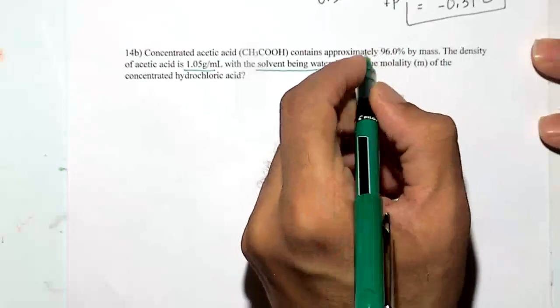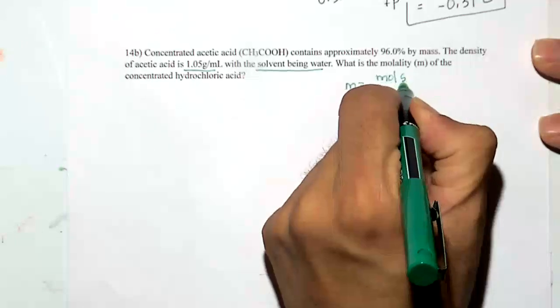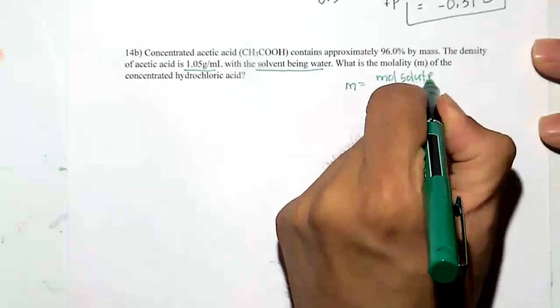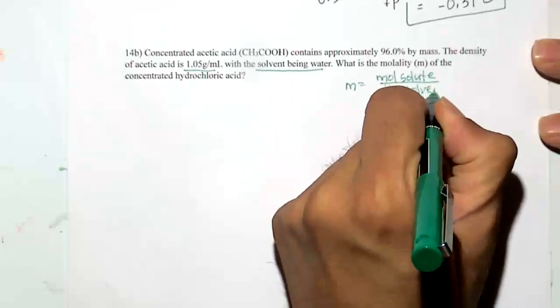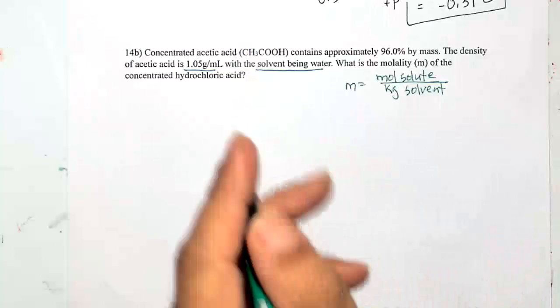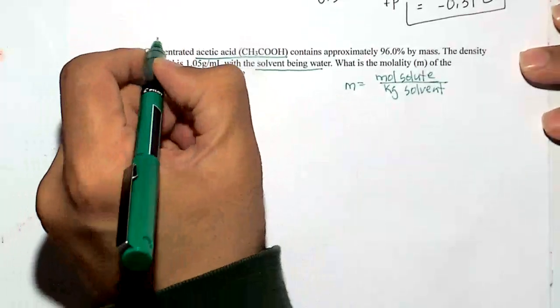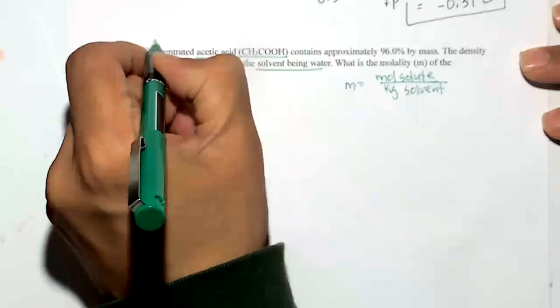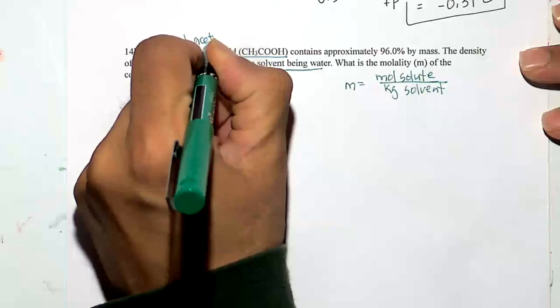Okay, so what is molality? It's moles of solute over what? Kilograms of solvent. In this class, 99% of the time, the solvent will be water. So our solute here is going to be acetic acid. This is sometimes called concentrated acetic acid, and just for your reference, it is also known as glacial acetic acid.